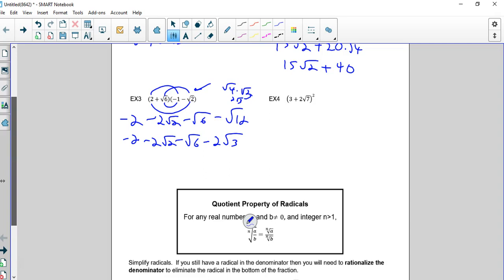You cannot combine different radicals. Just like you can't combine x's and y's or y's and q's. Radical 2 is a different entity than radical 6, which is different than radical 3. And since none of those can be broken down, that's our answer.